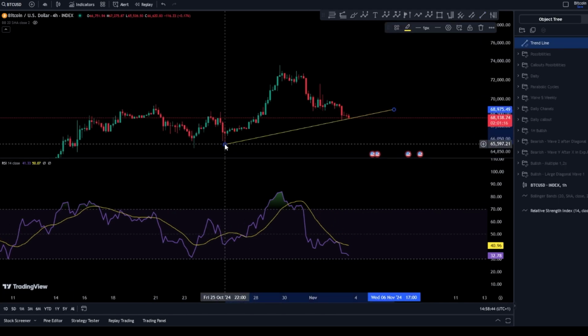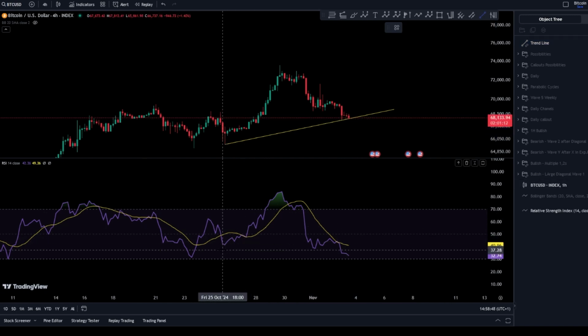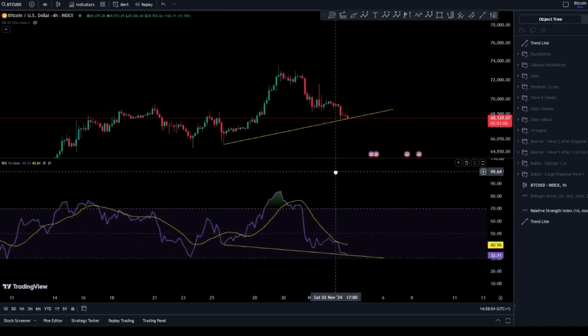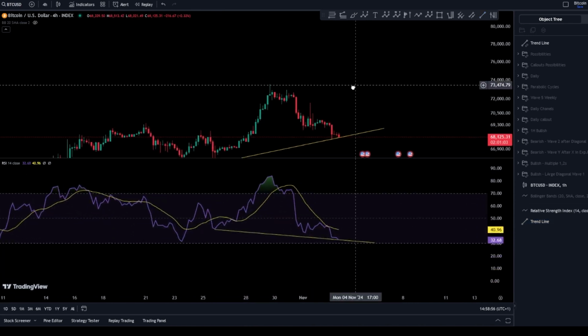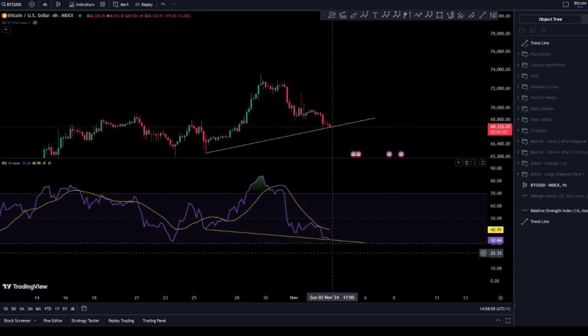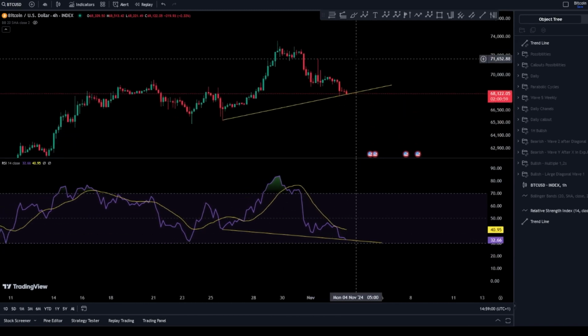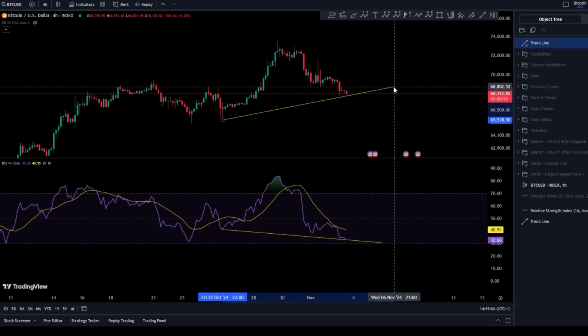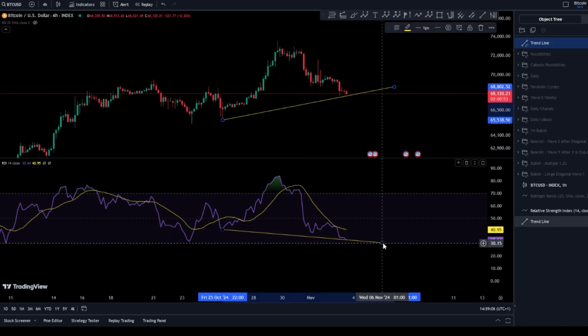Lower low, higher low, and then on the RSI a higher low and then a lower low, which is a divergence, right? A perfect divergence between the RSI and the price action, which is telling us that we might reverse at any time from now.